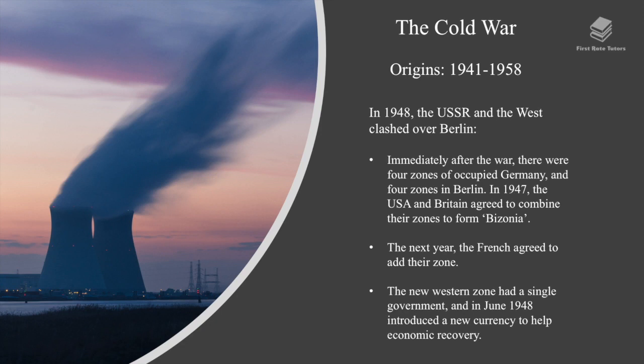Immediately after the war, there were 4 zones of occupied Germany and 4 zones in Berlin. In 1947, the USA and Britain agreed to combine their zones to form Bizonia. The next year, the French agreed to add their zone. The new Western Zone had a single government and in June 1948 introduced a new currency to help economic recovery.